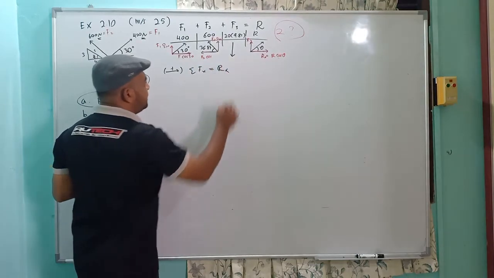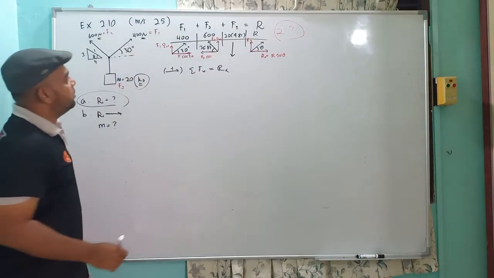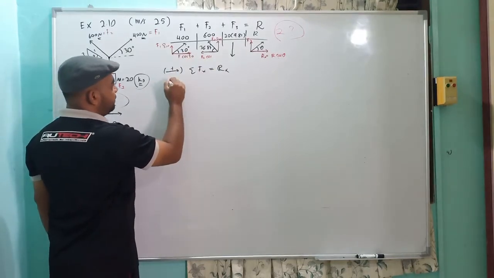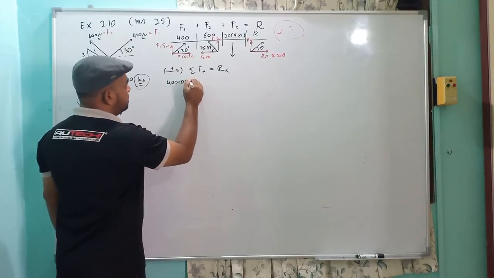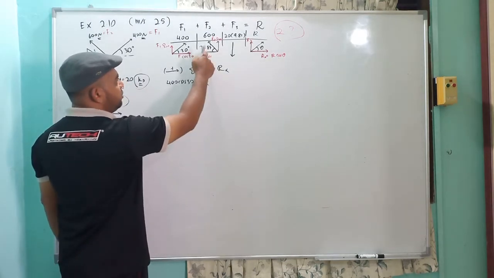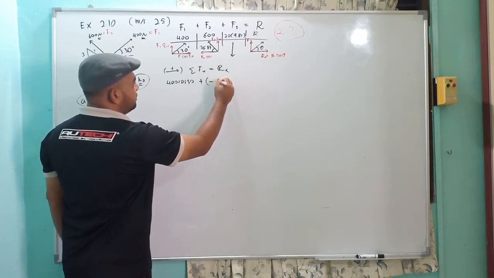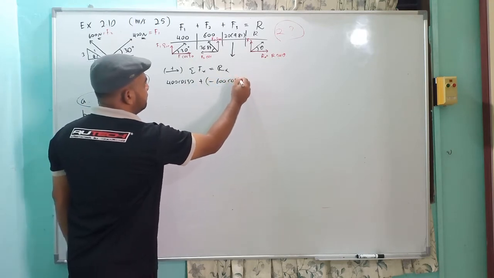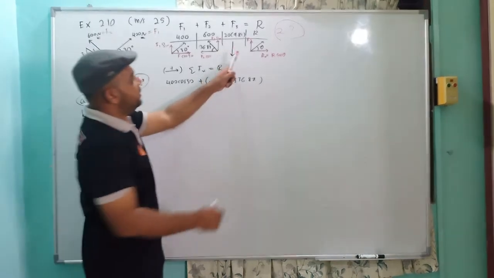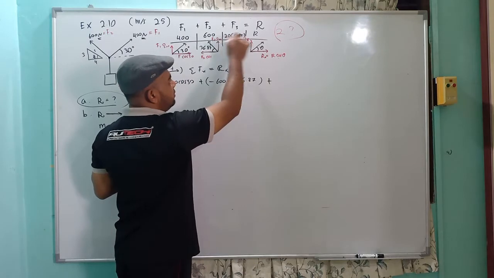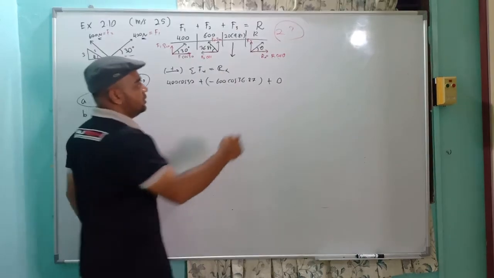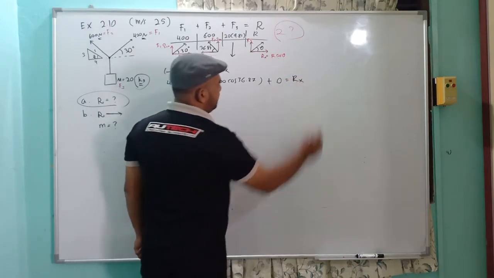Sigma Fx equal to Rx. Okay, so what you have here is we take the first one, same direction as this one, so positive 400 cos 30. I need to add this one, but this is the opposite direction, so minus 600 cos 36.87. Okay, this one plus, there's no force in the X direction for this component, so plus 0 equal to Rx.